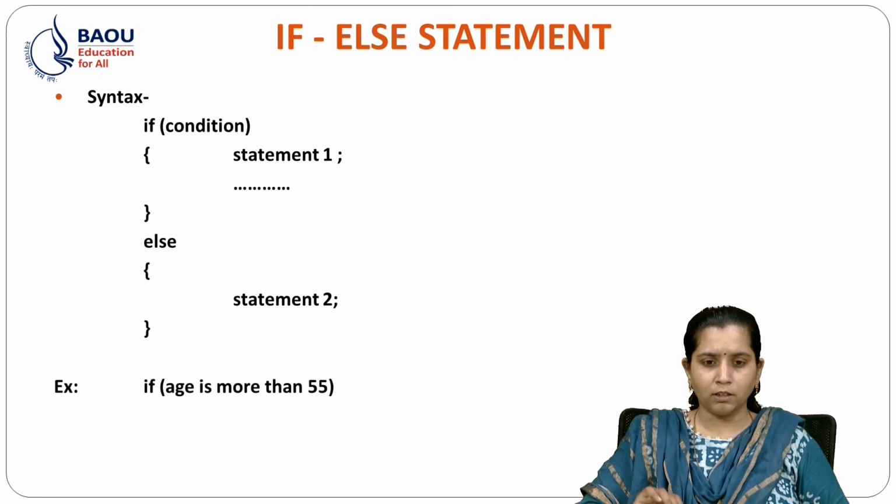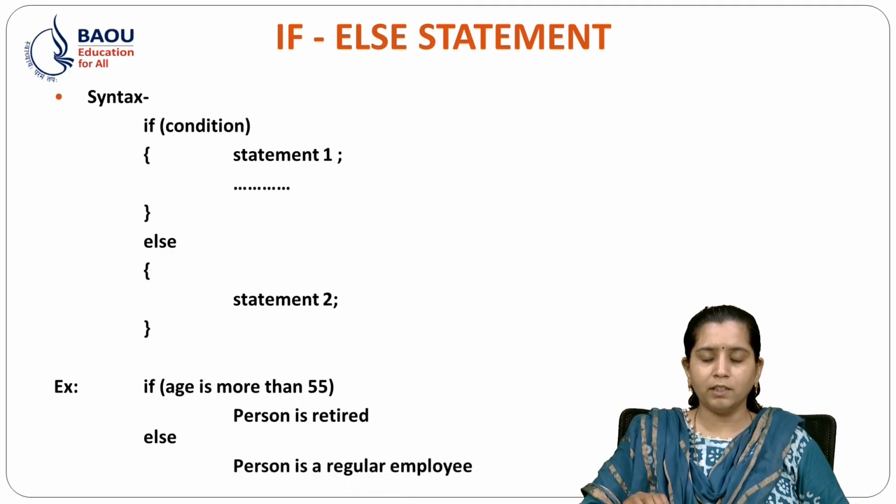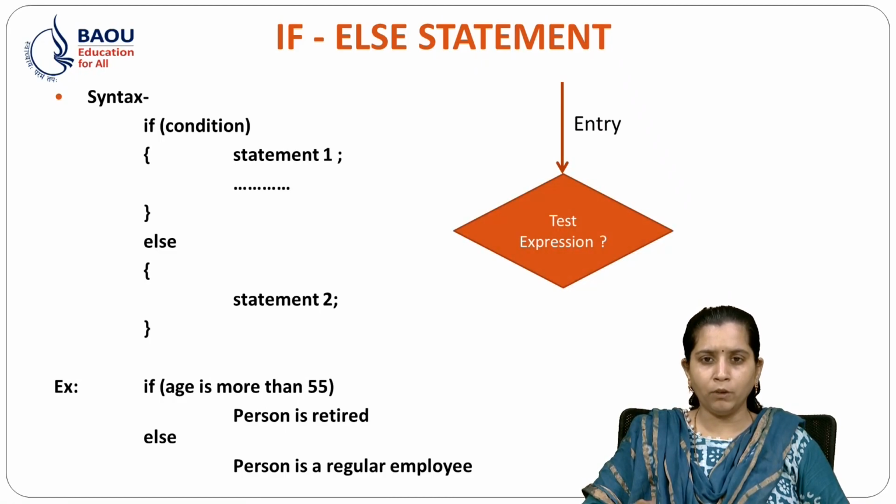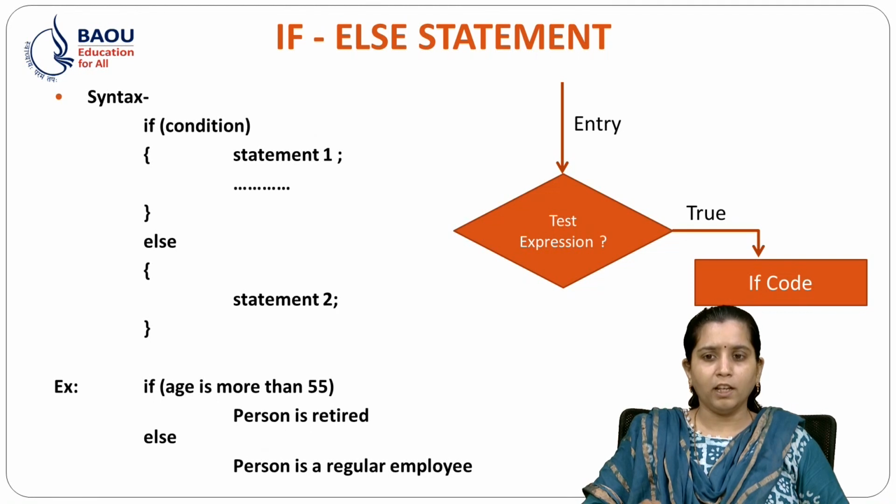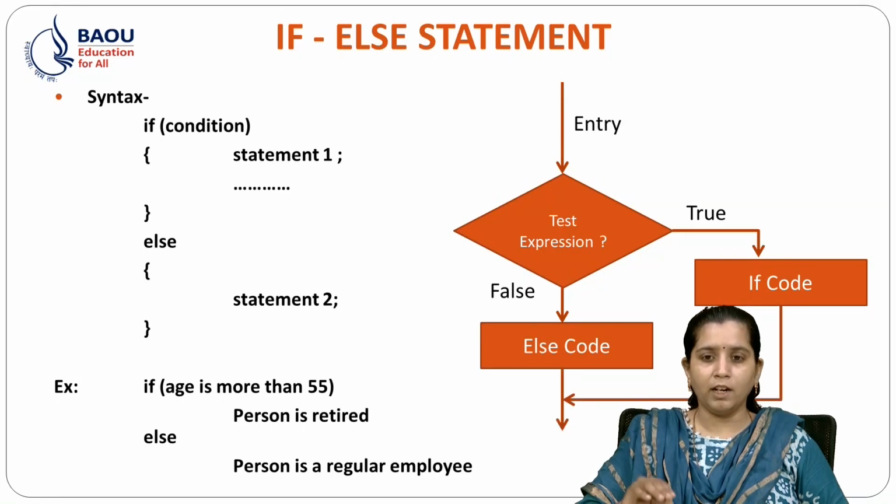Let's see one smaller example. If age is more than 55, then person is retired. Otherwise, person is a regular employee. In the flowchart of if-else statement, first of all, when we enter in this flowchart, it will test our condition, whether it is true or false. If it is true, then the if code is executed, and if the condition is false, then the else code will be executed.